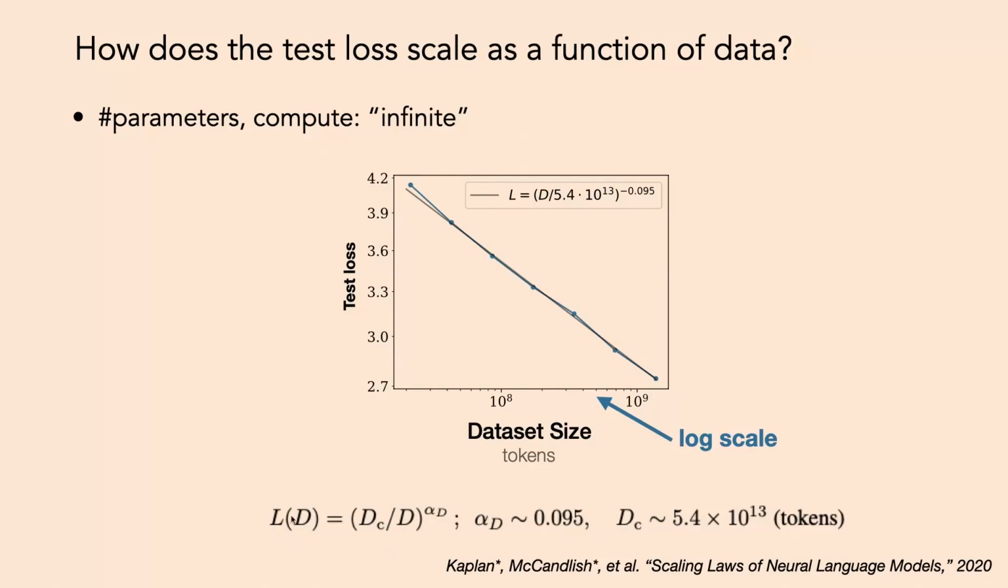So this is the test loss as a function of the data set size. It'll be 1 over data set size to the alpha. And alpha here turns out empirically to be about 0.1. And they also have this D_C, which is some constant. This is another parameter of the power law that just changes the offset of this line.